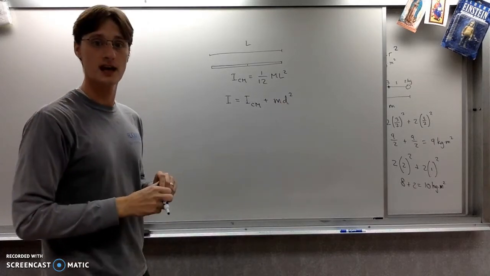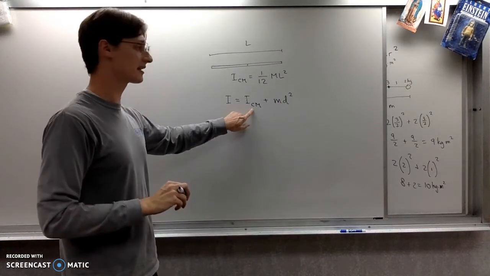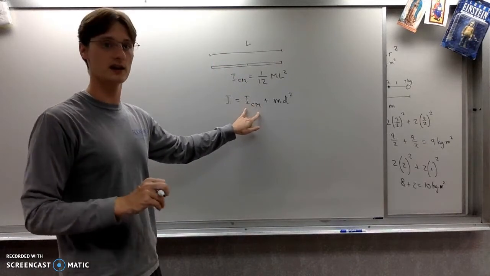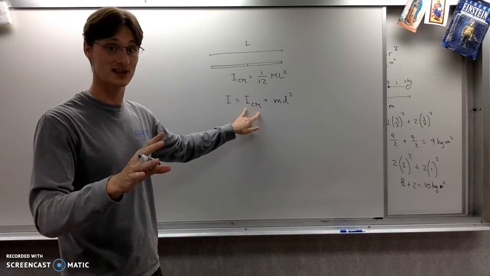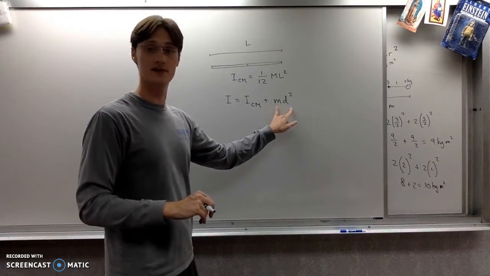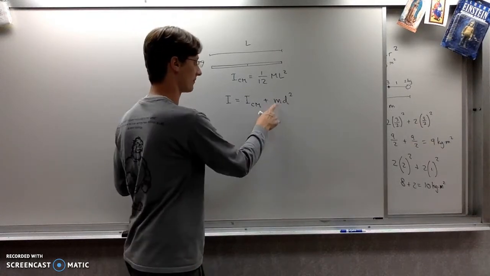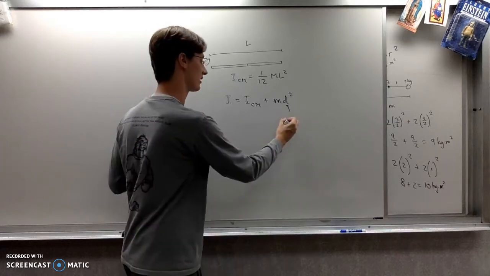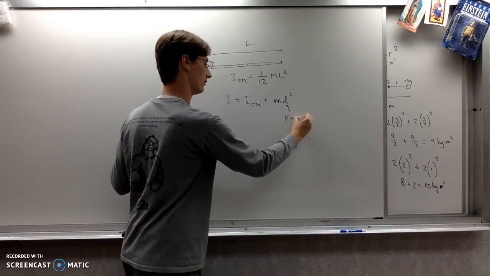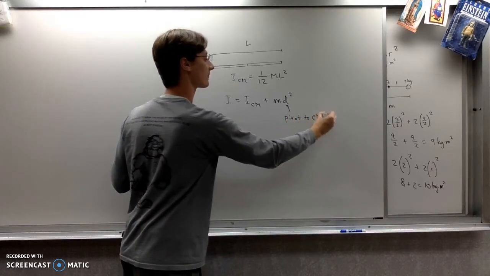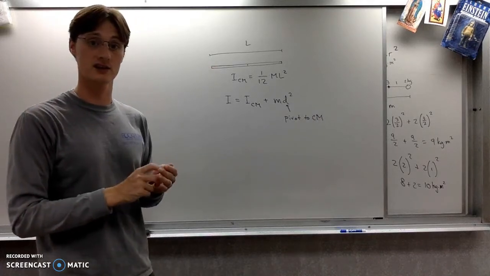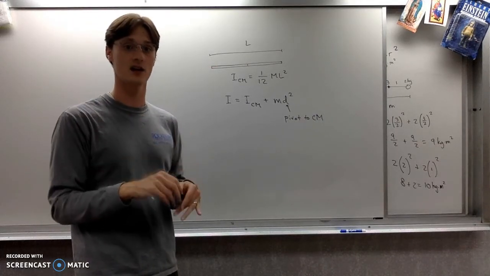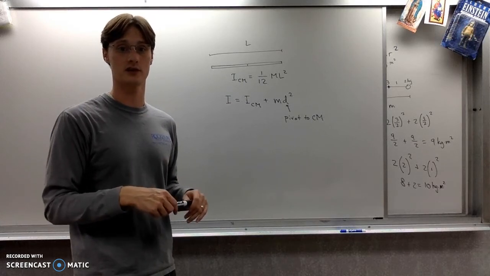All right. And in this formula, ICM would be, if we're doing the rod still, 1/12 ml squared, because the moment of inertia is at least that. And then the d here, well, the m is the mass of the object. The d is the distance from the pivot to the center of mass. And so the greater distance you get between the pivot and the center of mass, the larger that moment of inertia is going to be.